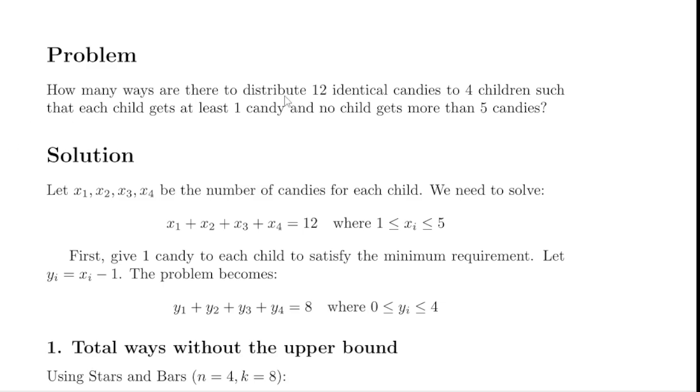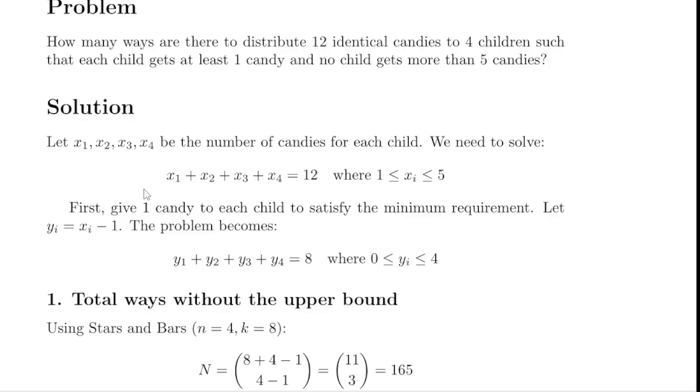How many ways are there to distribute 12 identical candies to 4 children such that each child gets at least 1 candy and no child gets more than 5 candies? Let's let x sub i be the number of candies given to each child. We want x1 plus x2 plus x3 plus x4 to equal 12, and we want each of the xi's to be greater than or equal to 1, but less than or equal to 5.